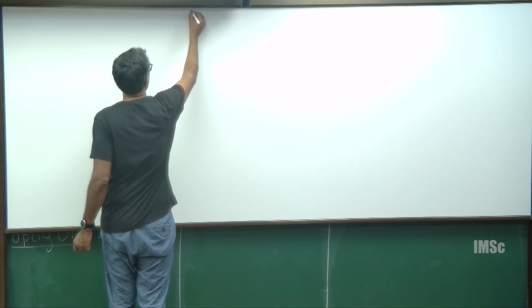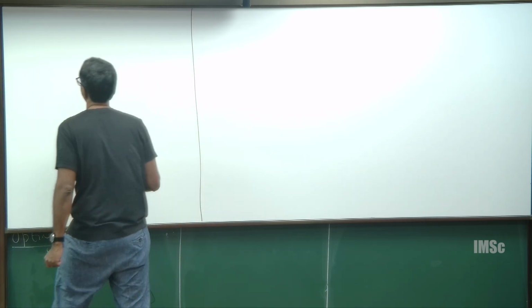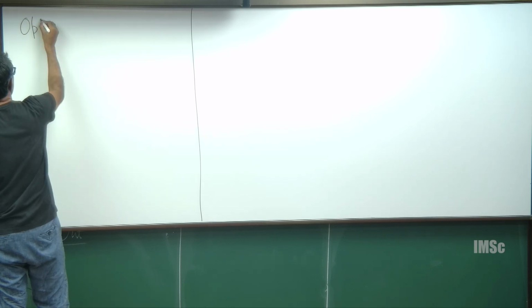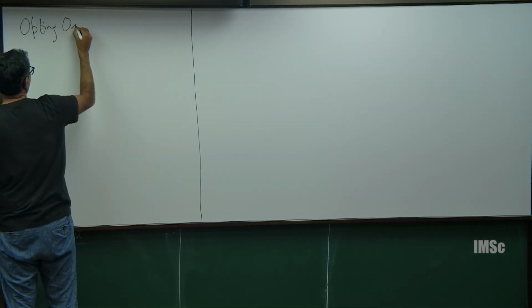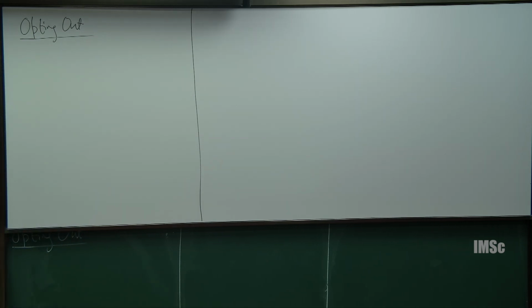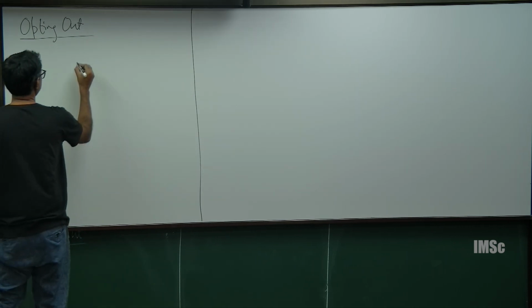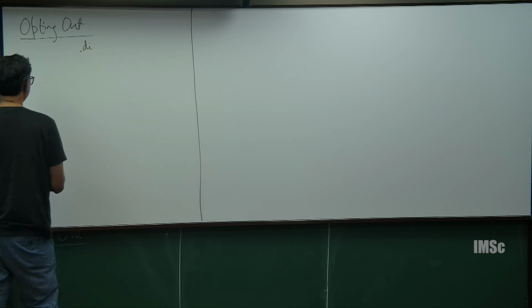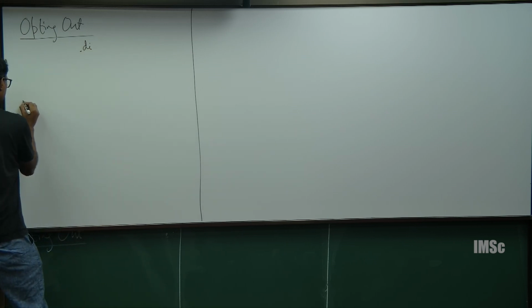I am going to define another game, another example, and that will lead us to the kind of conclusion that we might be able to derive. So, this game is called opting out, or opting out network. It has only one destination, but there are multiple origins.